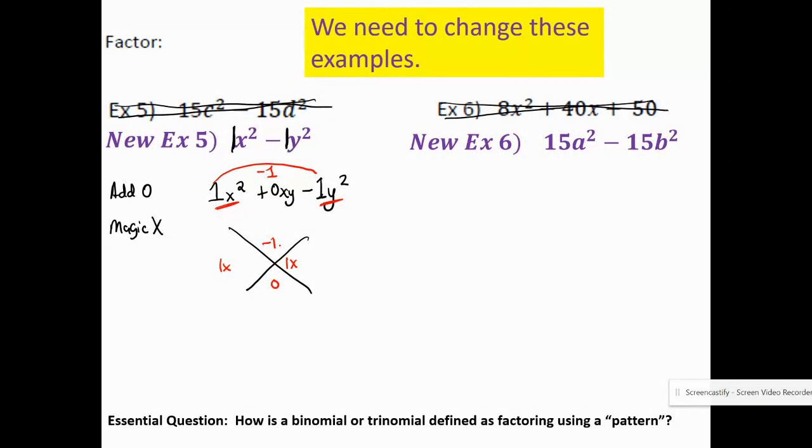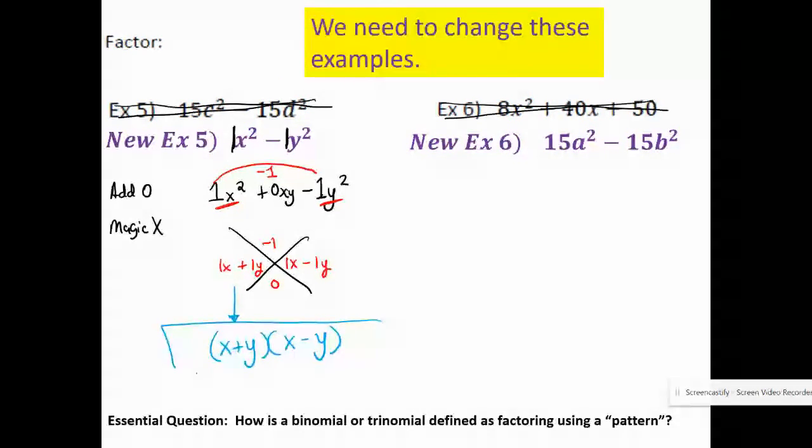So let's go back to the magic x. What multiplies to 1 and gets to 0? So 1 and negative 1. 1 times negative 1 is negative 1, and 1 minus 1 is 0. And then add the y in. There's no division necessary. So the answer is just x plus y and x minus y. I dropped the hidden 1s.